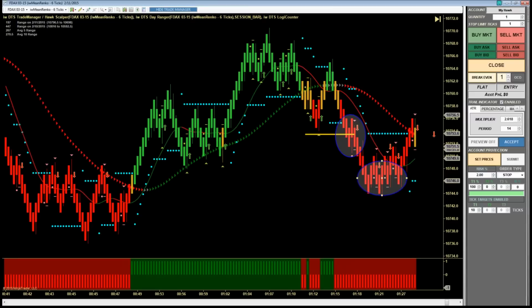I get my 4-arrow consolidation. Okay, I have another high probability signal. This is my 4-arrow consolidation right through here.